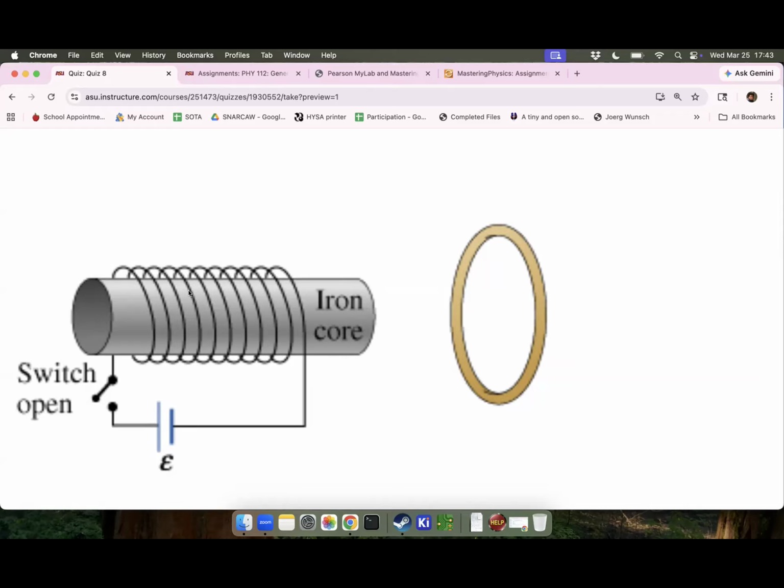What would happen if I never turn on the switch? No reaction current. What happens if I leave the switch on forever? No reaction current. If you're not changing anything, you never get an induced voltage.